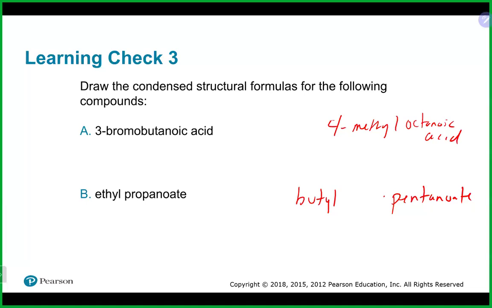That's butyl pentanoate, yeah. Look here and see how you're doing. We'll start the first one, which is 3-bromobutanoic acid.